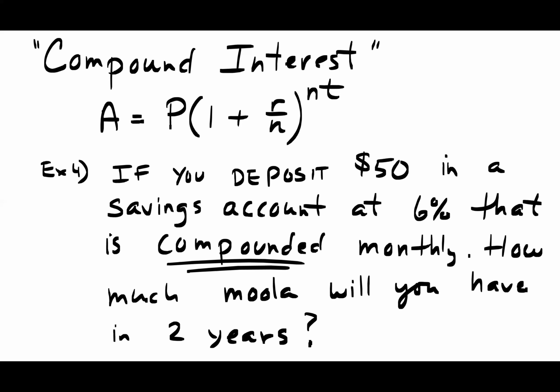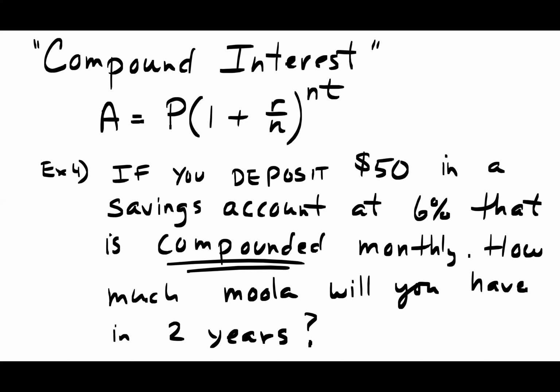So you deposit 50 bucks pretty much, and the bank says, hey, we give 6% compounded monthly on what you have in your savings account. That's cool. So you leave it there for 2 years. Let's see what happens, see what we've got.